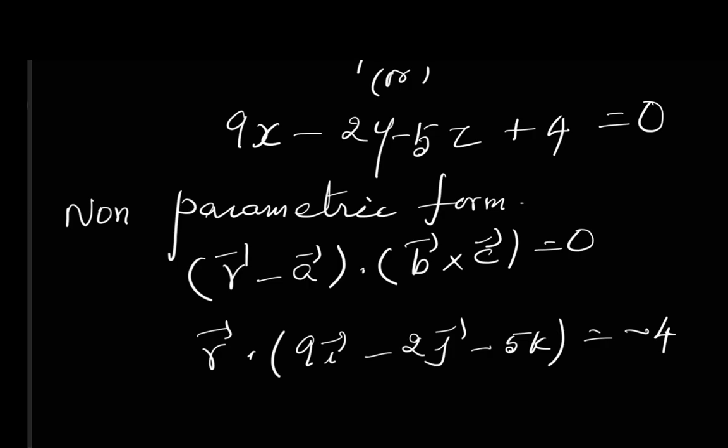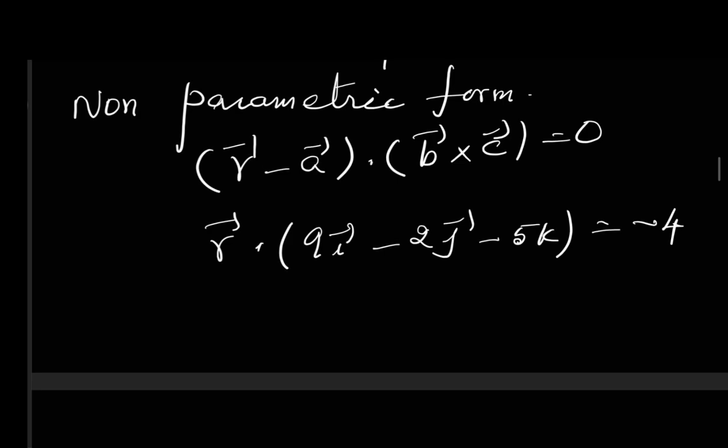This is the answer. So whenever they ask you to find all the three, you first find parametric and Cartesian. From the Cartesian form, you can derive. Just write the formula and derive. Next question.